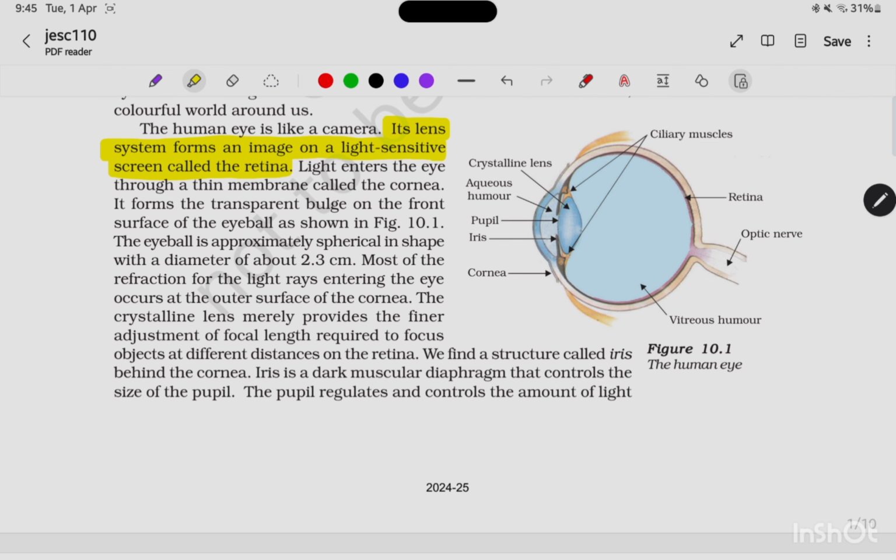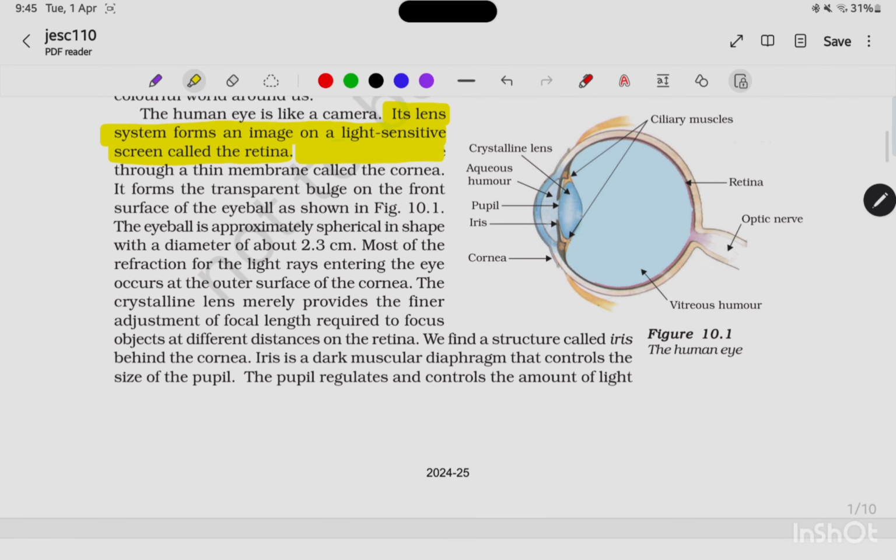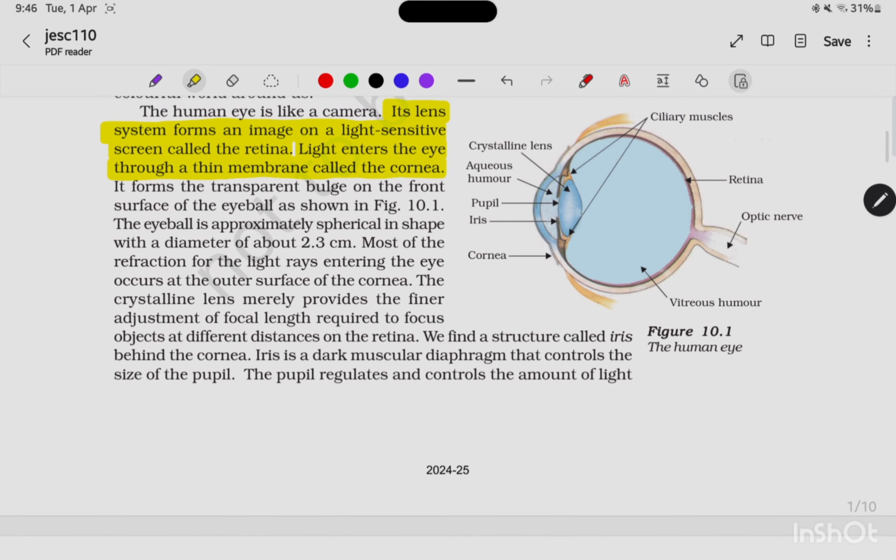Light enters the eye through a tiny membrane called the cornea. It forms the transparent bulge in the front surface of the eyeball as shown in figure 10.1. So this is figure 10.1. If you see this bulge here, that's the cornea and it's transparent. So if you look at somebody's eye, you might find it shining. That's due to the cornea. It forms the transparent bulge on the front surface of the eye.